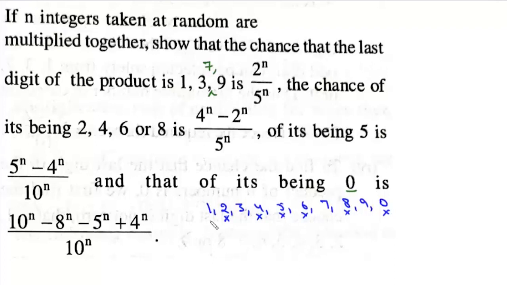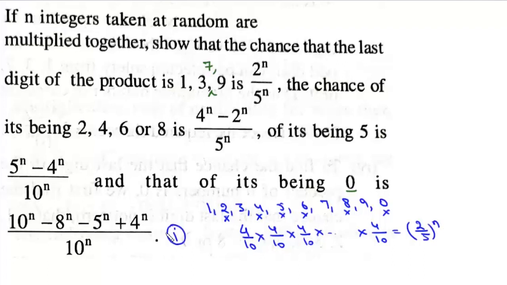if we choose the numbers whose last digits are 1, 3, 7 and 9. So that means this probability should be 4 by 10. Now it should be 4 by 10 for the second number, 4 by 10 for the third number, and it goes all the way up to 4 by 10 for all the n numbers. So this is nothing but 2 by 5 to the power n. So this first case, when the last digit of the product is 1, 3, 7, 9, is 2 by 5 to the power n.